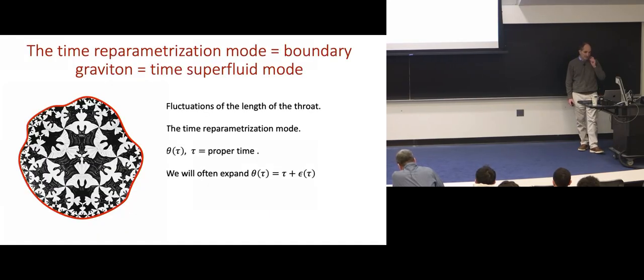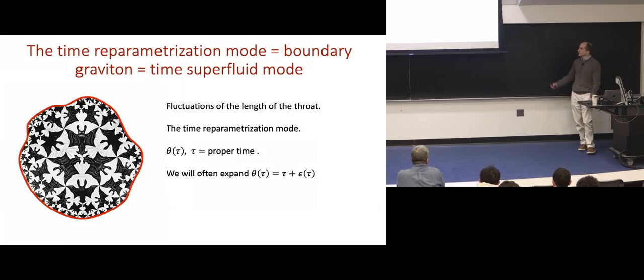So this mode has to do with the length of this throat. You have this long throat, and there is some distance from the flat space region to the horizon, and that length can fluctuate. This mode has various names. It's sometimes called the time reparametrization mode or boundary graviton. In 2 dimensions, there are no propagating gravitons, but you can think of a boundary graviton.